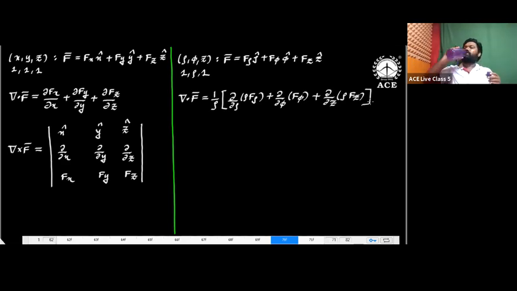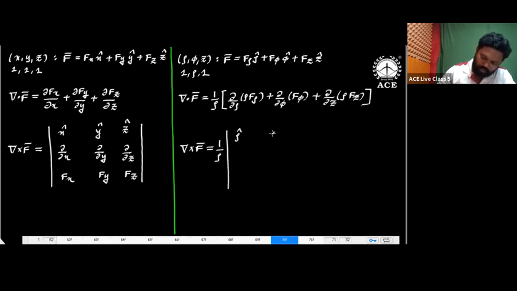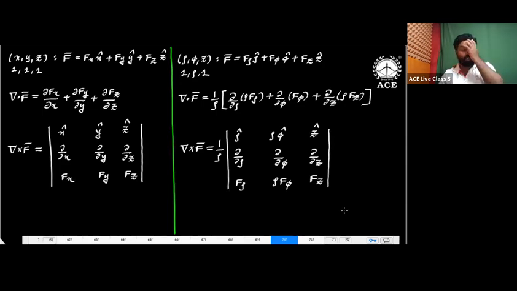Then what about the curl? Curl of f is equal to 1 by rho into the determinant of rho cap, rho phi cap, z cap; dou by dou rho, dou by dou phi, dou by dou z; f rho, rho f phi, fz. Let me turn the page here.